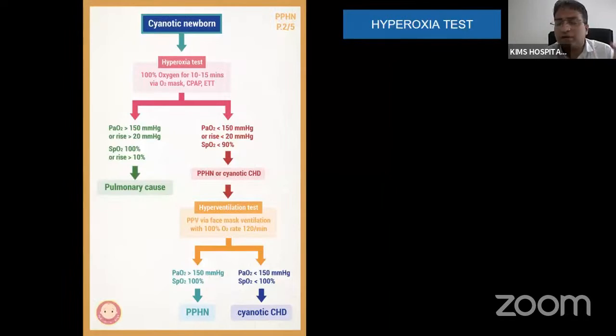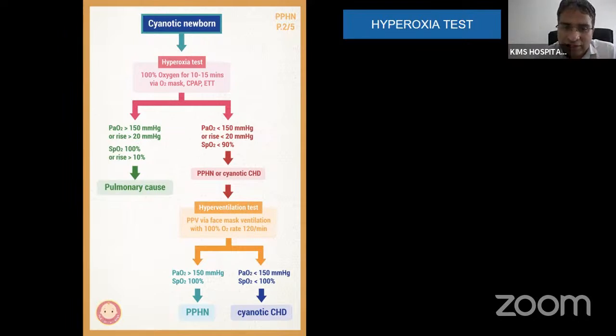So this is a very simple test, the hyperoxia test, that is required to differentiate cyanotic heart disease from the respiratory cause. In the hyperoxia test, you give 100% oxygen for 10 to 15 minutes by CPAP, O2 tube, anything. When PO2 increases to 150 or there is a rise from, suppose, 60 PO2 to 80 or 90, that is more than a 20 mm rise, and the saturation becomes 100% or rise is more than 10%. From 80 went to 90, 92%, that is more commonly a pulmonary cause.